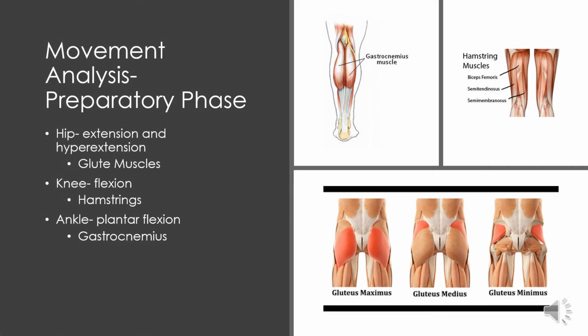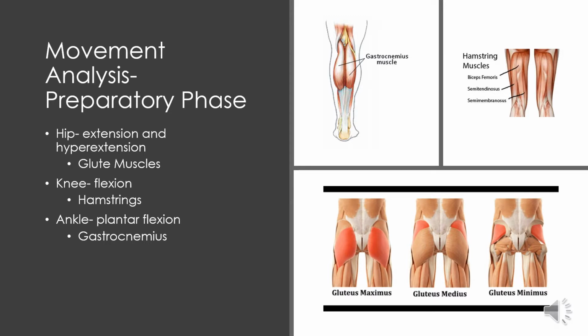Just like the push kick, there are many different muscles used during the instep kick, some of which are the same as used during the push kick. During the preparatory phase of the kick, the hip performs extension and hyperextension with the help of the agonist glute muscles. Agonist muscles are those that contract while other muscles relax. The glute muscles used include the gluteus maximus and minimus.